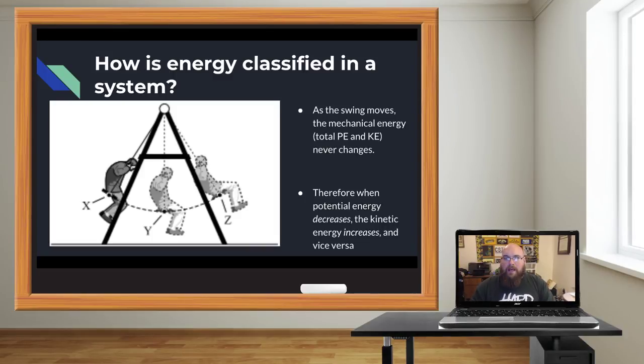So a major thing we definitely need to understand is that, because of all of this and how potential and kinetic energy work here, when potential energy decreases, kinetic energy increases in a system. Also, the opposite occurs. That's what it means by vice versa. As kinetic energy decreases, potential energy will increase. So, these two energies are highly, highly related.